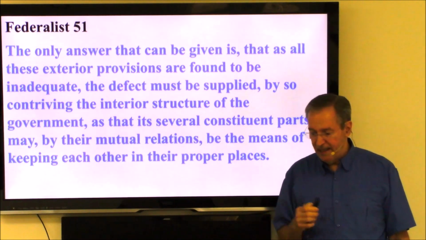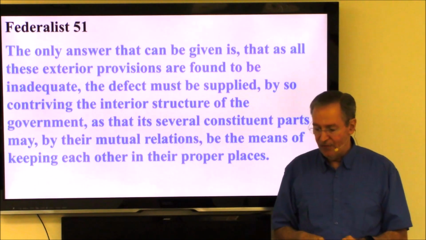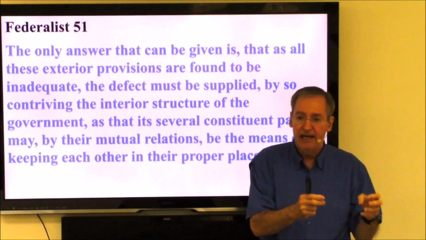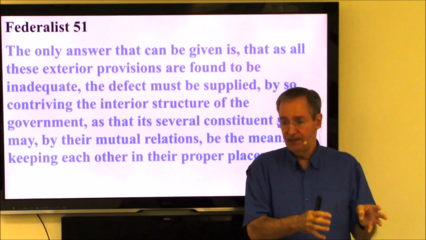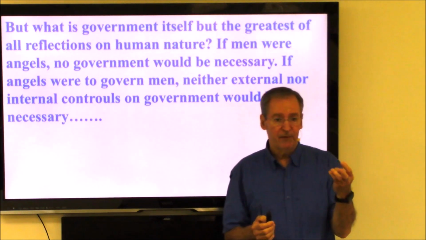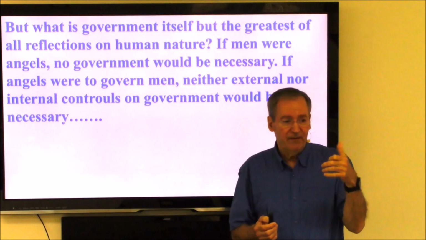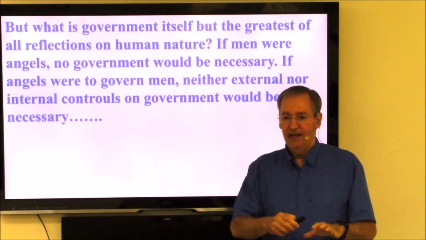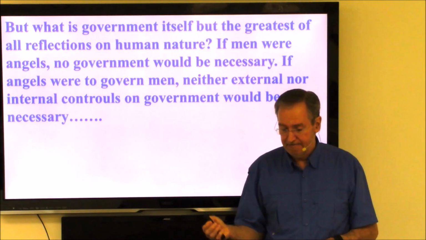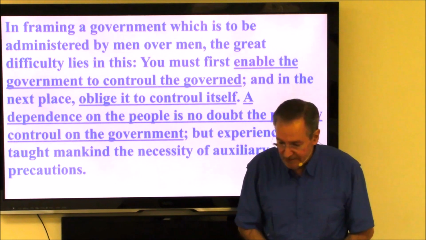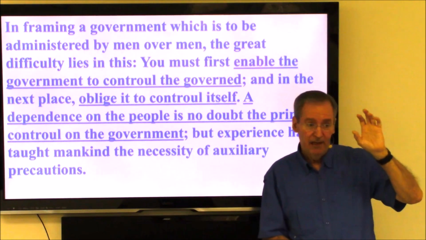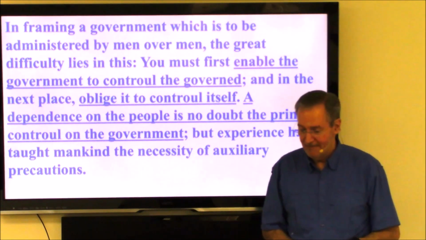Federalist 51: the only answer that can be given is that as all these exterior, and we read all this before, so what he's saying is we have to do some things inside the government in order to protect us from the government, and that has to do with separation of powers. And like I said, you can read these in the 47th, 48th, 49th, 50th, and 51st Federalist papers. They give all of his reasoning, and it would take you a while, but it's good reasoning. Now, this is part of what he wrote in 51. That's the reason I wanted to start with 51 here.